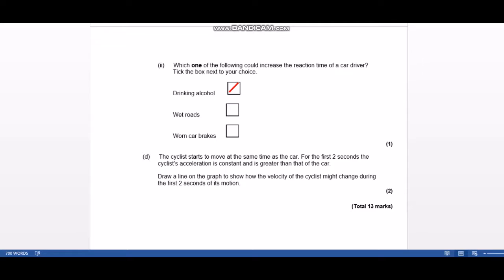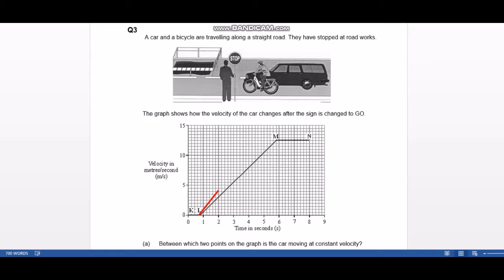The cyclist starts to move at the same time as the car for the first 2 seconds. The cyclist's acceleration is constant and is greater than the car. Draw a line on the graph to show how the velocity of the cyclist might change during the first 2 seconds of its motion. So the cyclist is still going to start after about 0.8 seconds because of reaction time, but it could probably start a little bit quicker than the car just because it hasn't got as much mass as the car to get moving. So I've drawn it steeper than the line for the car at this moment.